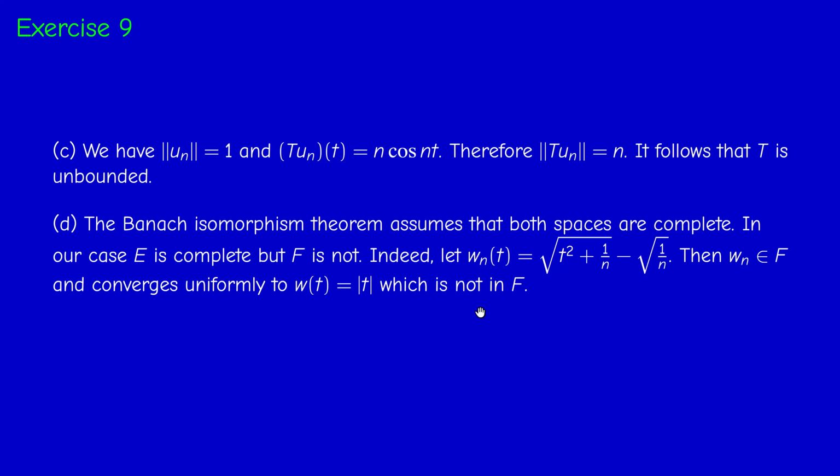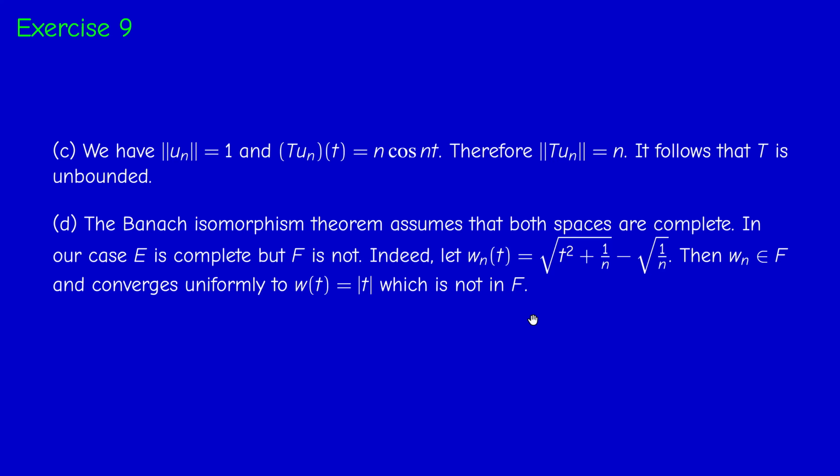This is one proof. Consider this sequence: w_n of t equals radical of t squared plus 1 over n, minus radical of 1 over n. I subtract this just to make sure that w_n is in F, because w_n of 0 is radical of 1 over n minus radical of 1 over n. Of course, it's C1, because we are away from 0. So this function is C1 and vanishes at 0, so w_n belongs to F. And w_n converges to radical of t squared, which is absolute value of t. You can prove that the convergence is uniform, so it's convergence in the norm of F.